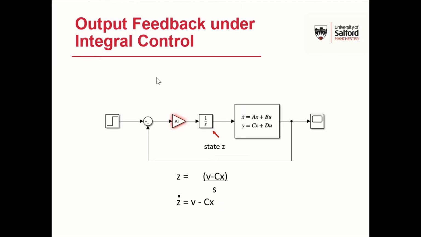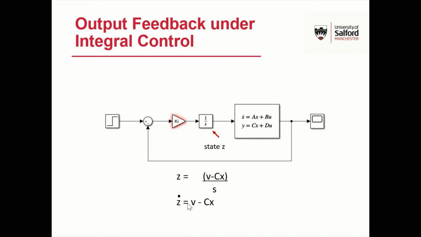Right, so here we are under output under integral only control. So there's no proportional, this is integral, and we've done that by putting a 1/s in here, which is representing the integrator, and we've got a gain Ki. So this will need now an extra state. The difference between this and what it did before is that the closed loop A matrix will be one state bigger than the original state space equations here.